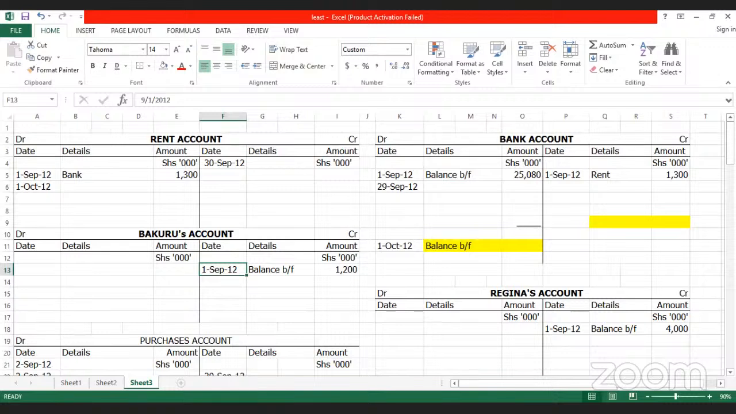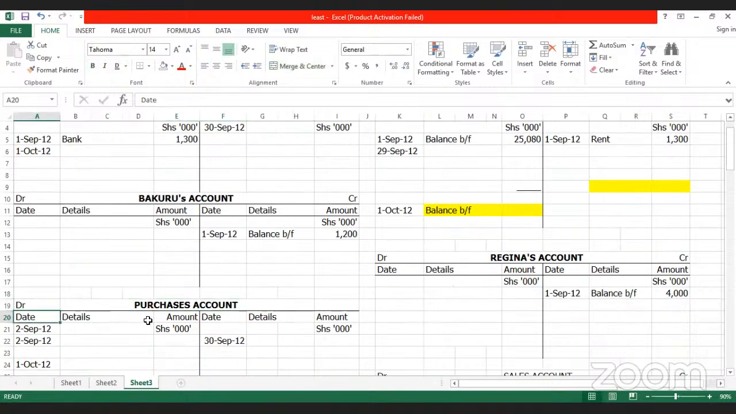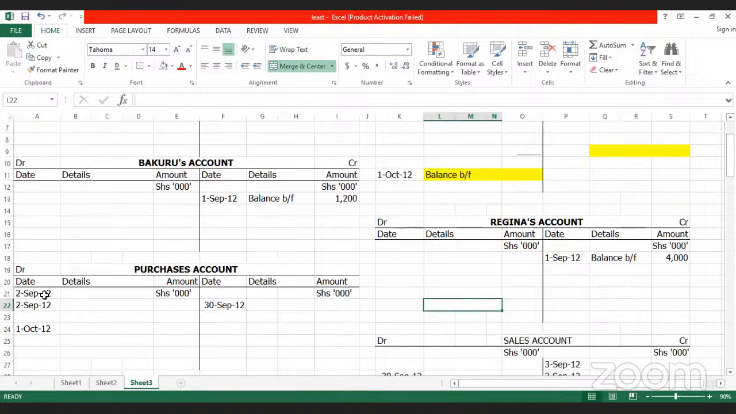Which accounts are we going to debit and which accounts are we going to credit? We have the purchases account, we have Regina and Bakuru. Goods were purchased on credit. So which entries do we make in this case? We debit the purchases account.